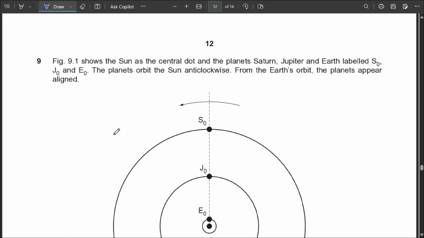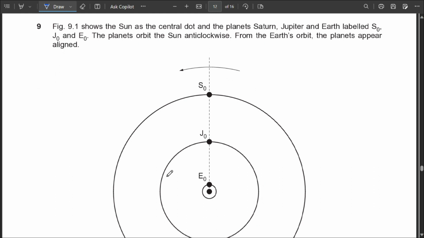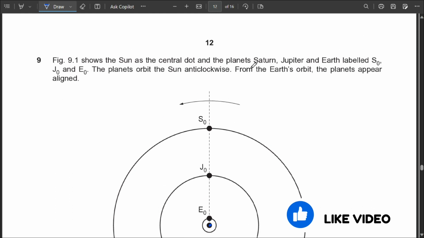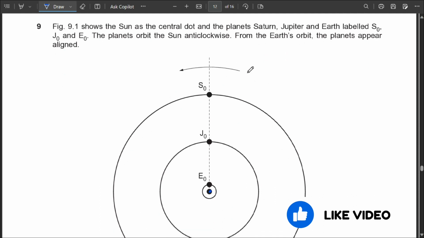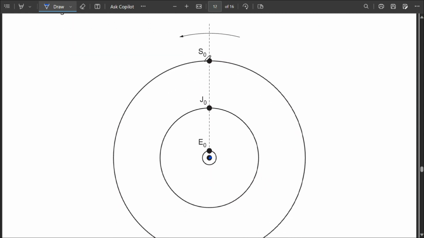Okay, ninth one. Figure 9.1 shows the sun as a central dot. This is the sun. Planets Saturn, Jupiter and Earth are labeled: S is for Saturn, this is Jupiter, this is Earth. The planets orbit the sun anticlockwise. You can see this direction is anticlockwise. From Earth's orbit, the planets appear aligned. So this is called aligned.